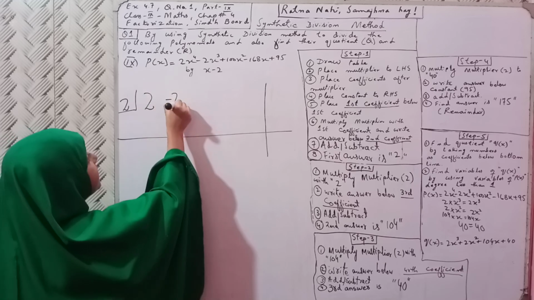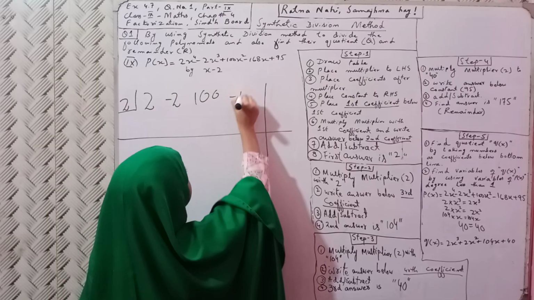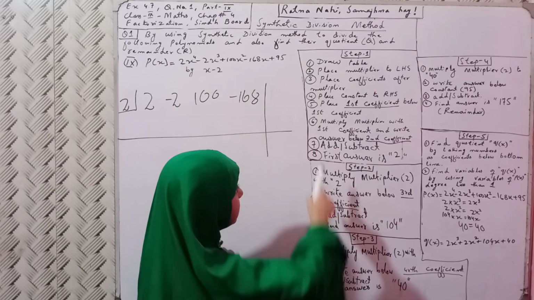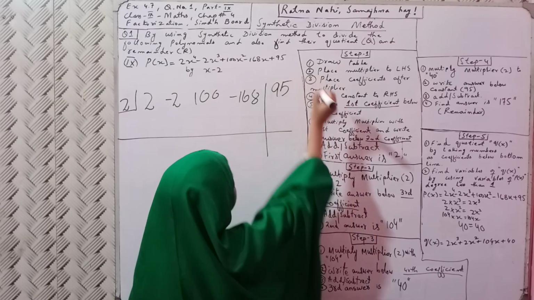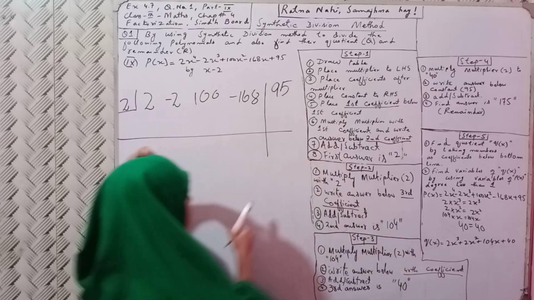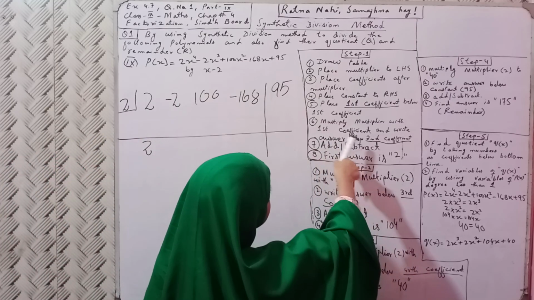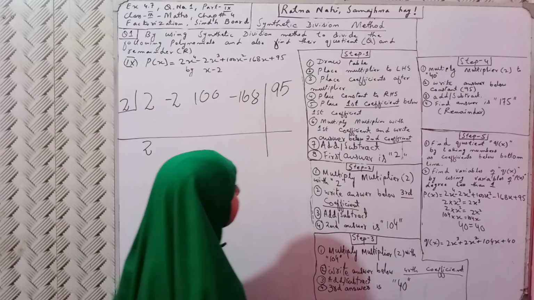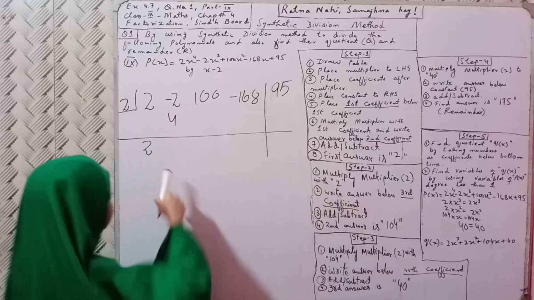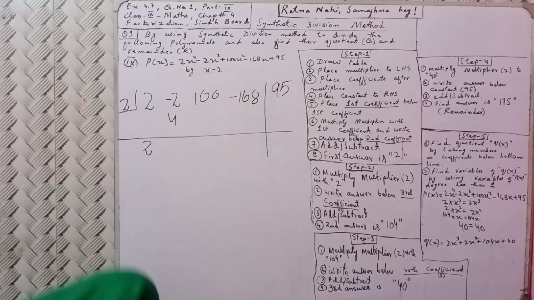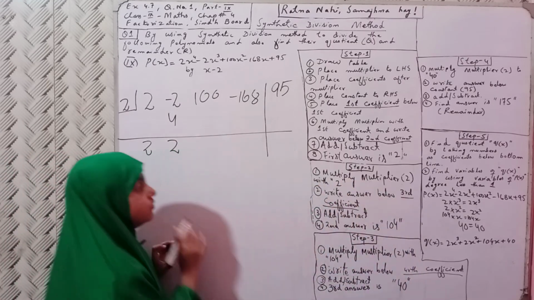Place the coefficients after the multiplier: 2, minus 2, 100, minus 168. Then place the constant on the right hand side: plus 95. Then place the first coefficient below the first coefficient: 2. Then multiply the multiplier with the first coefficient and write it below the second coefficient: 2 times 2 is 4. Add, subtract: minus 2 plus 4, so the answer will come 2. The first answer is 2, correct.